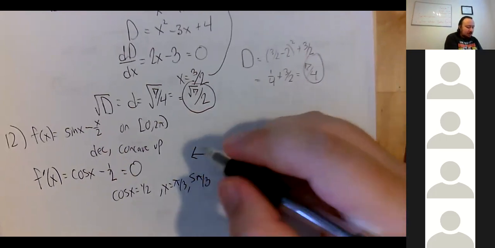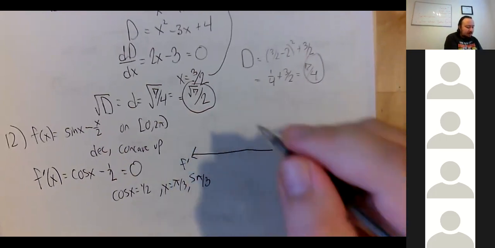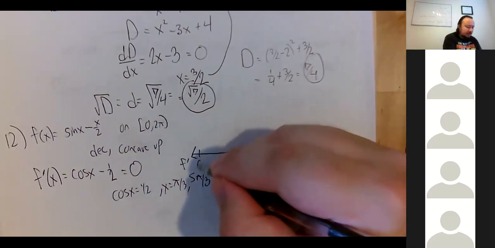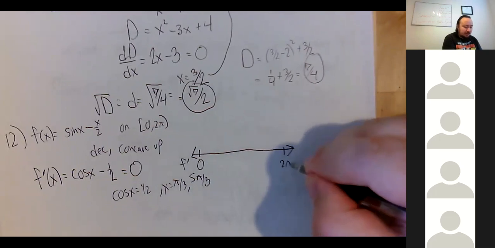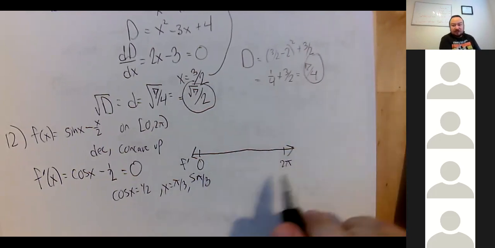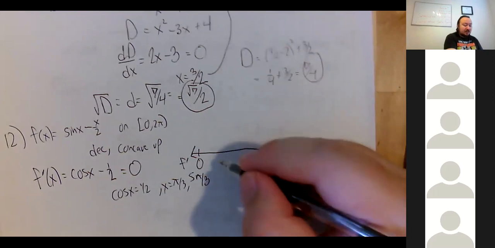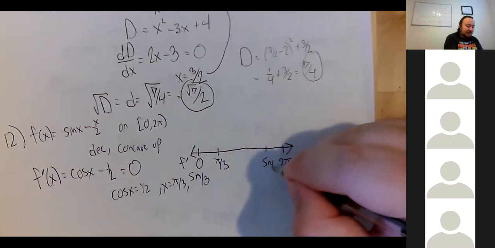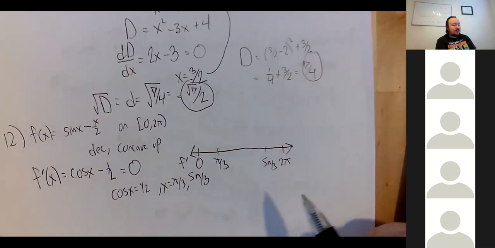As always, let's draw our number line with f prime. Now, since we have a limited domain, 0 to 2 pi, I'm going to put those on there by default. Those are kind of our extremes that we can go to. Then we have pi over 3 as a critical point and 5 pi over 3 as a critical point.